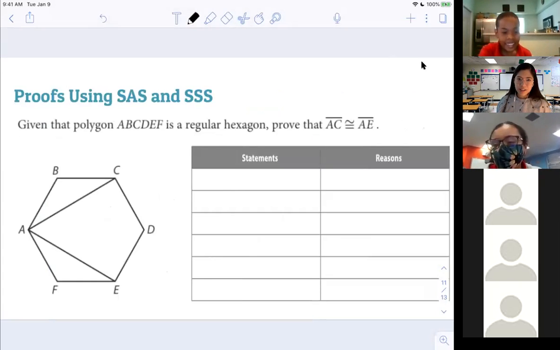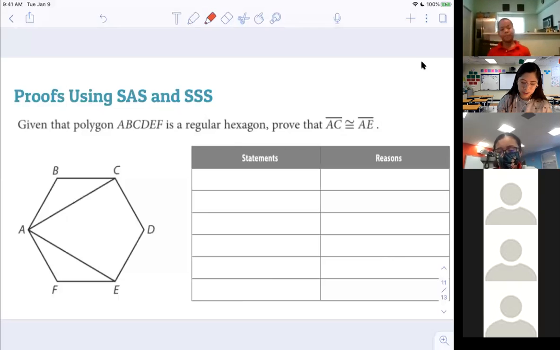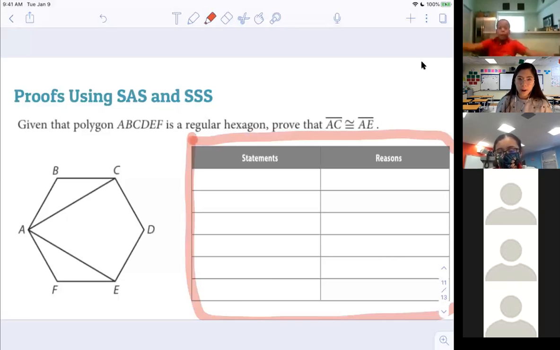All right, y'all. Here's what I want you guys to do. In your notebooks, copy down the statement and reason chart. So just the chart. Copy down this chart and be ready to start filling it in.